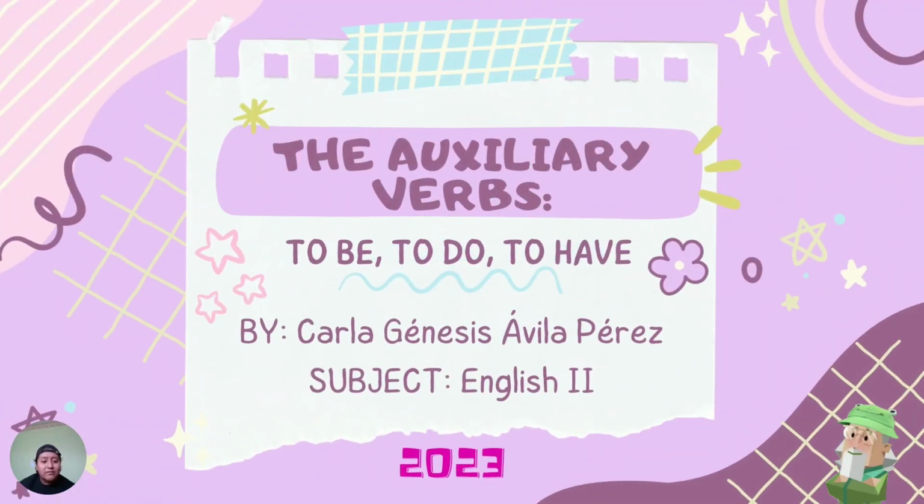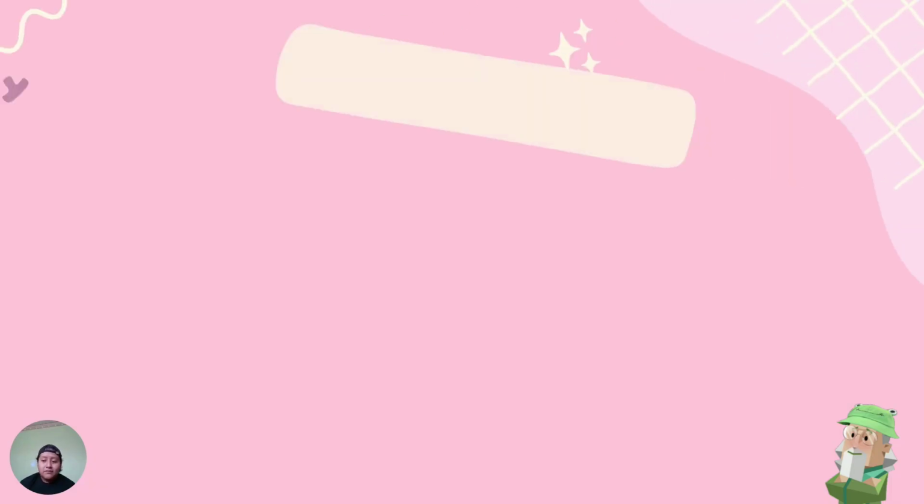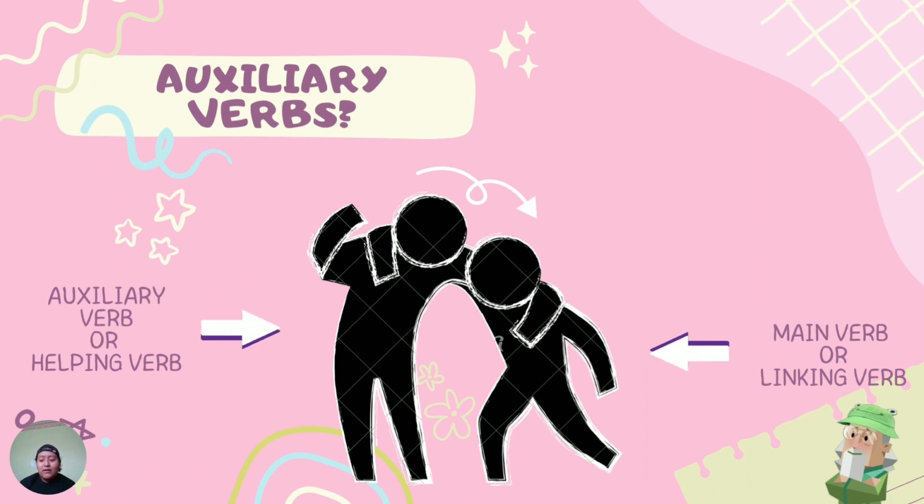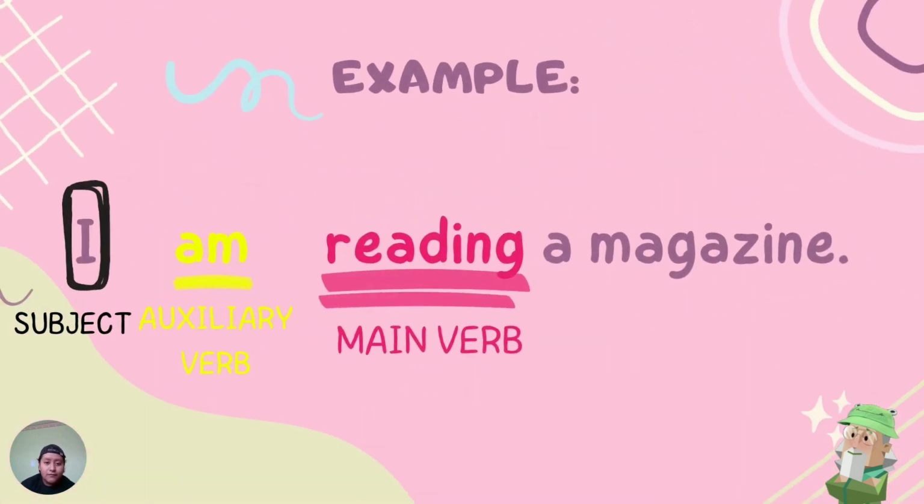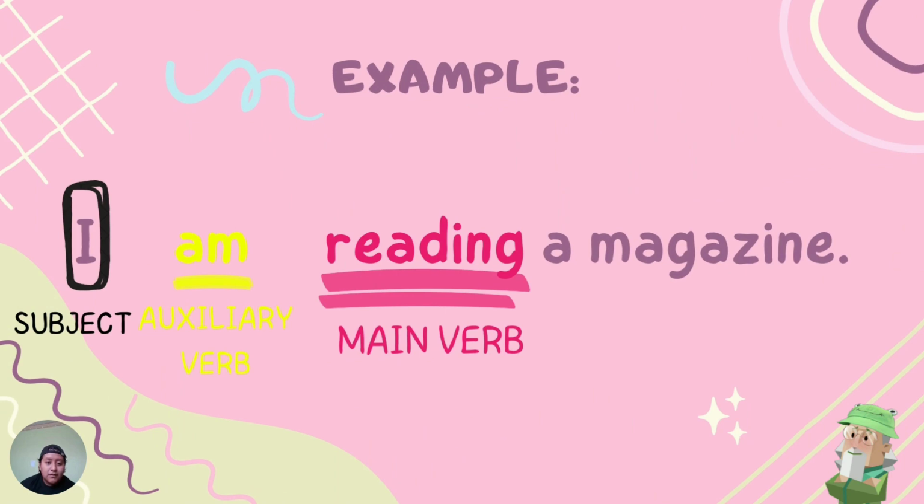The auxiliary verbs to be, to do, and to have. Let's start with a little definition. What is an auxiliary verb? An auxiliary verb is a verb that helps the main verb of a sentence. I am reading a magazine. I is our subject, am is the auxiliary verb, and reading is the main verb.